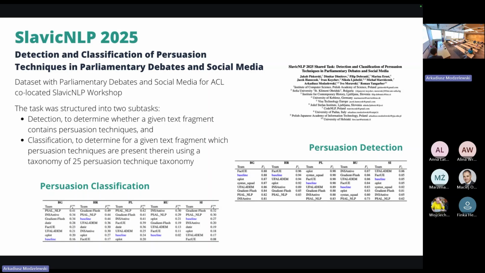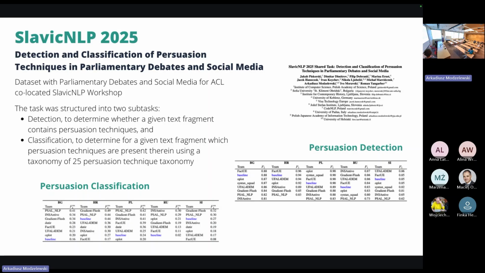paragraph level. And this time, this dataset includes parliamentary debates. And the other genre which we also have is social media posts. So for Russian, we have social media posts. For other languages, Polish, Bulgarian, Slovene, Croatian, we have parliamentary debates. It was actually quite fun to annotate parliamentary debates in terms of persuasion techniques. There is a lot of persuasion happening in our parliament.